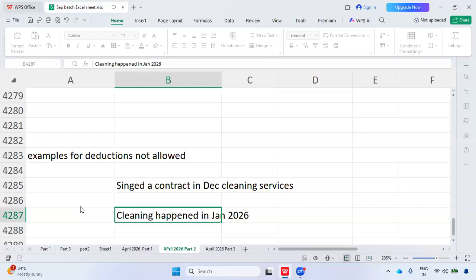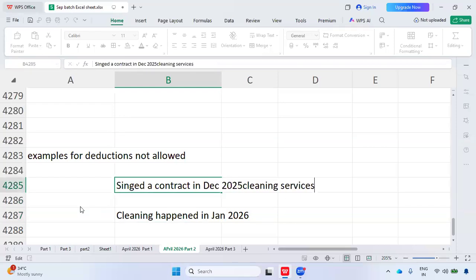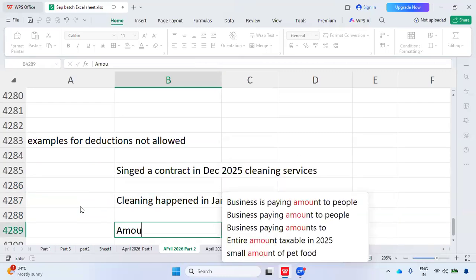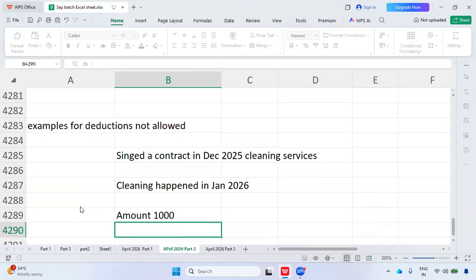So we signed the agreement in 2025. Can we claim it as an expense in 2025 based on the accrual method? Accrual method cases, can we claim here? No. Why? Here, the amount is $1,000. So the first condition under the accrual method, the all events test: can we determine the amount of liability? Yes, we can determine the liability.